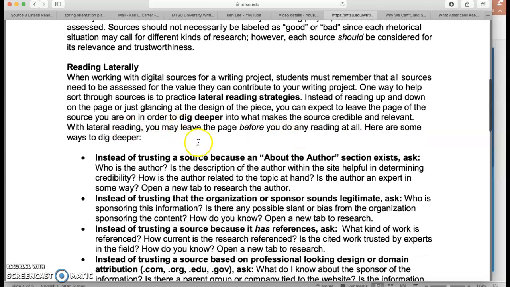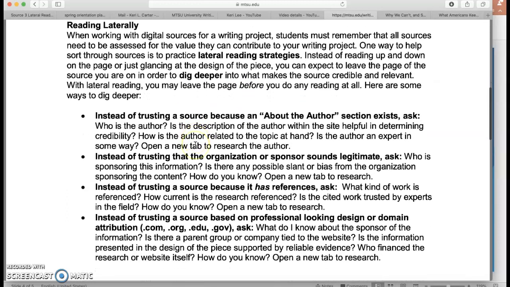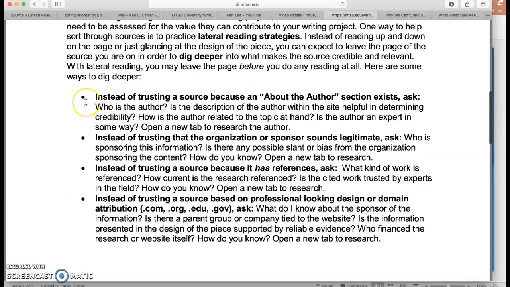So with lateral reading, before you actually do any reading at all, you're going to be digging deeper into the source. So here's some really excellent suggestions. Instead of just trusting a source because there is an about the author section, and that's the thing too about non-credible sources now, is sometimes they look really legit, so it can be really difficult. Okay, so instead of just saying, oh, there's an author, start digging.